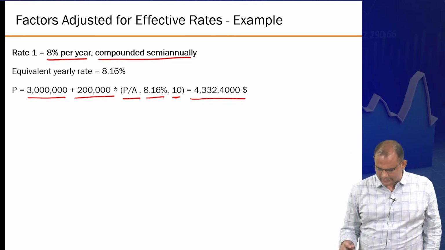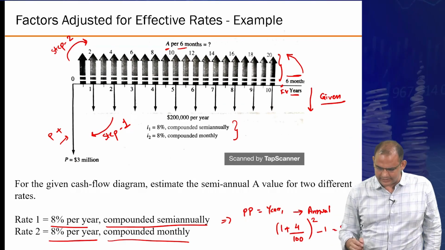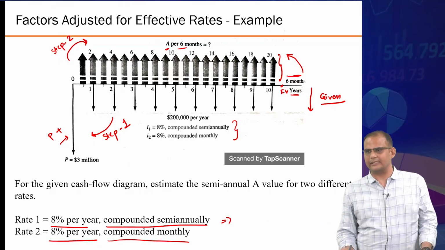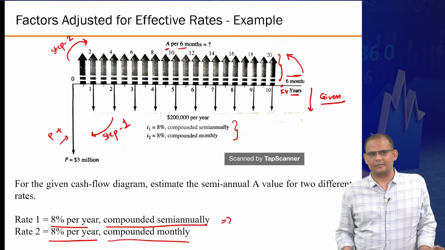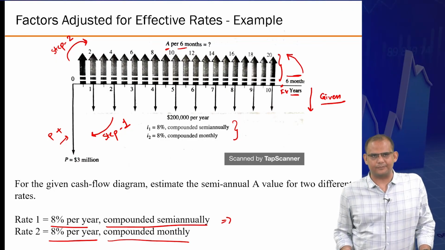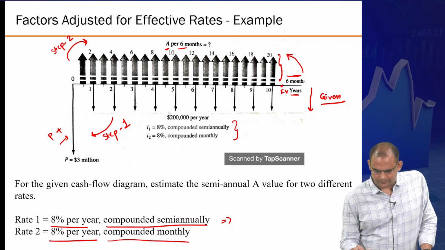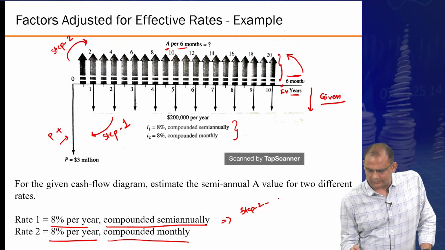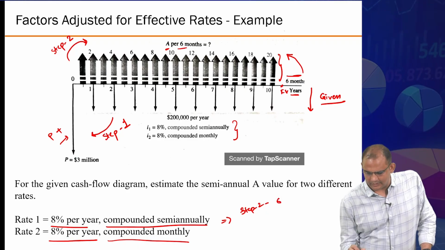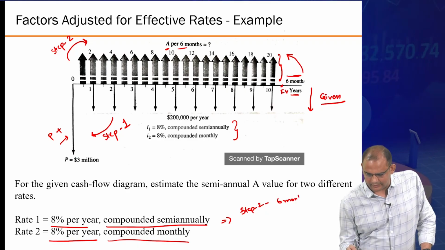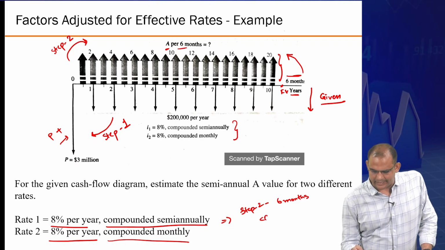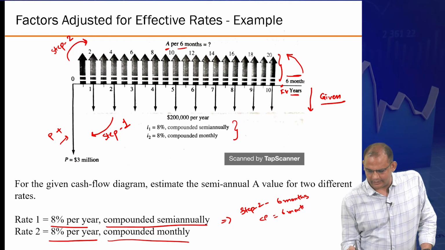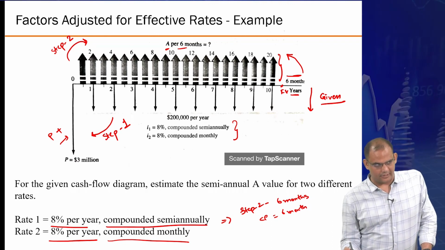Okay. Now the second part of the question is, you need to find an equivalent A per 6 months. What is the payment period now? For step 2, what is the payment period? 6 months. What is your compounding period? So what will be your rate? 4%, or higher or lower?